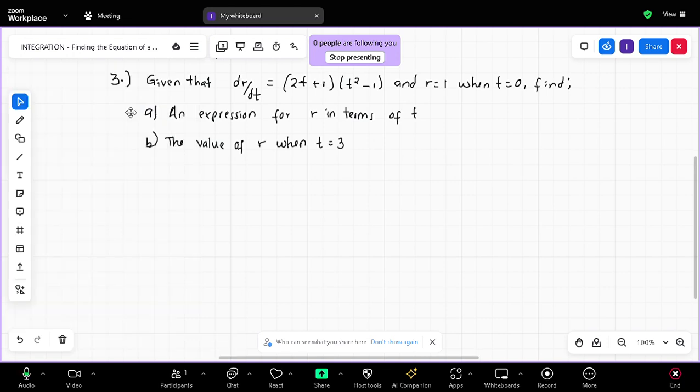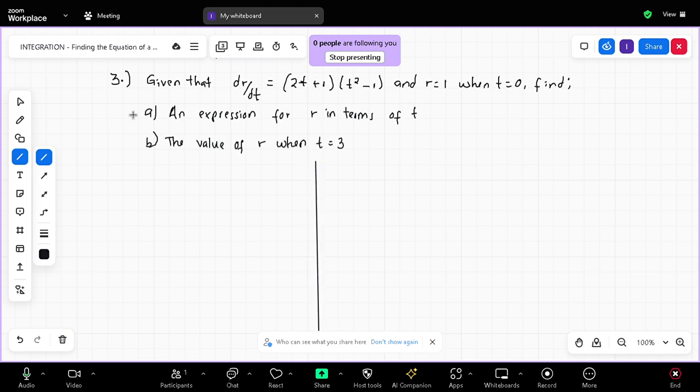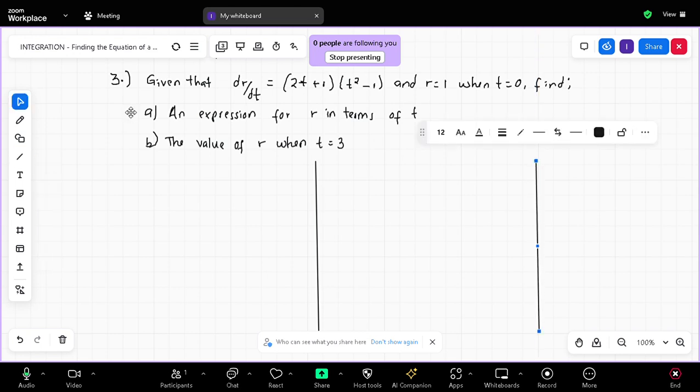And the last question is, given that dr/dt equal to (2t plus 1) into bracket (t squared minus 1), and r equal to 1 when t is equal to 0. Find part A, an expression for r in terms of t.